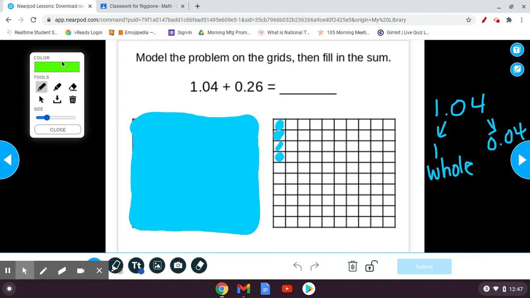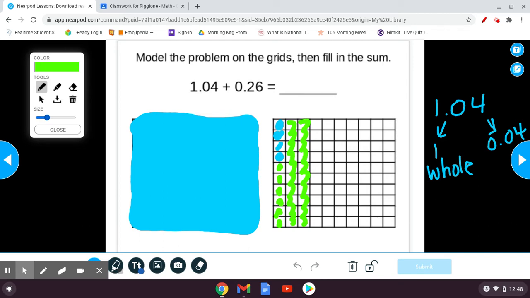So now I have to show 26 hundredths. So that means 26 more blocks. Well, I know that I have 6 left in this row because if there are 10 in a column and I used up 4, that means I still have 1, 2, 3, 4, 5, 6. Well, the next column is worth 10, so if I shade that in, now I'm at 16. If I shade in a whole other complete column, that gets me to 26, and that's what I'm looking for.